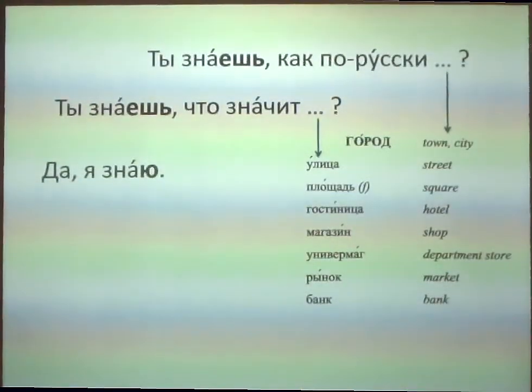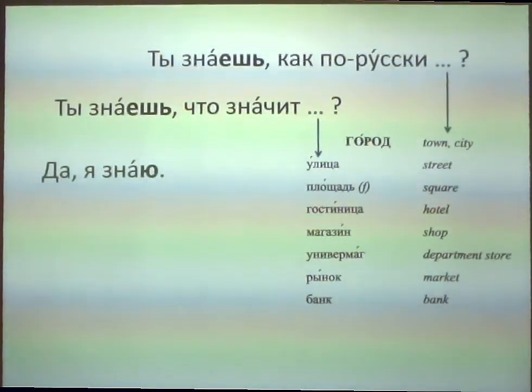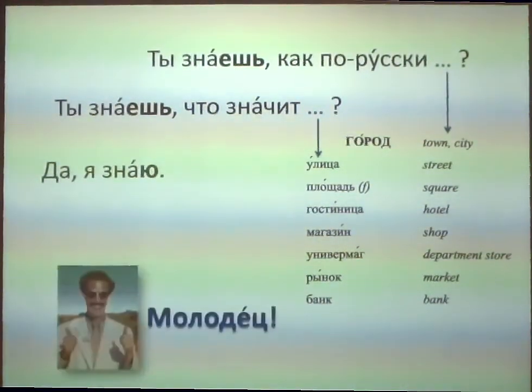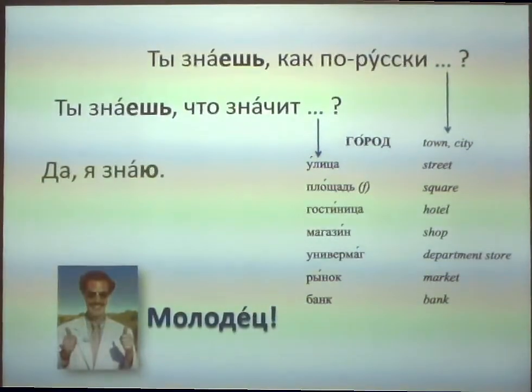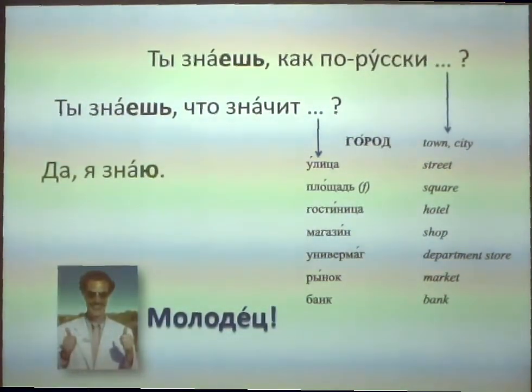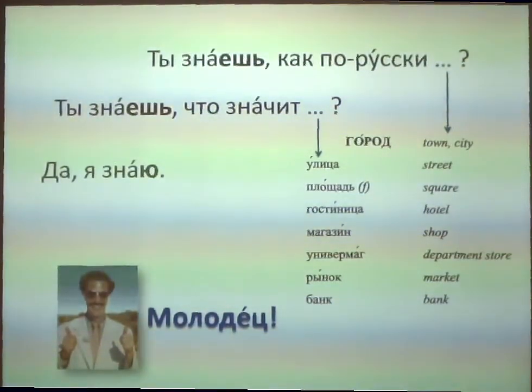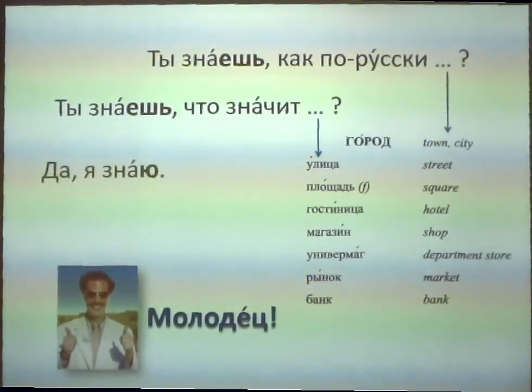So when you know something, you say «Я знаю». «Да, я знаю». And the person who is asking may tell you «Well done», «Good job». По-русски we say «молодец». Ты знаешь, что значит улица? Да, я знаю. Улица значит street. Молодец. Ты знаешь, как по-русски city? Да, я знаю. City по-русски город.